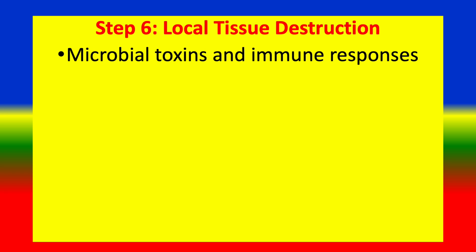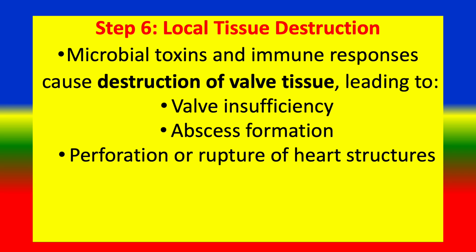Step 6, local tissue destruction. Microbial toxins and immune responses cause destruction of wall tissue, leading to wall insufficiency, abscess formation, perforation or rupture of heart structures.